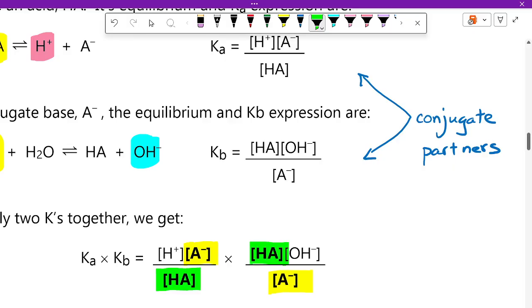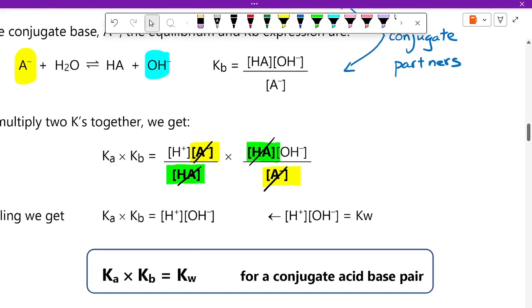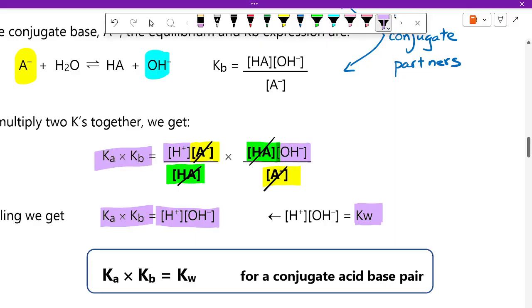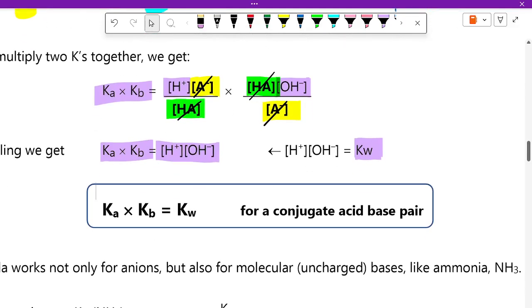So what happens with those values? They cancel out. And so all we're left with is hydrogen and hydroxide. And what is hydrogen and hydroxide multiplied by each other equal to? That's equal to Kw. So Ka times Kb is equal to Kw. So you can simplify it by writing Ka times Kb equals Kw, but that is for a conjugate acid-base pair.